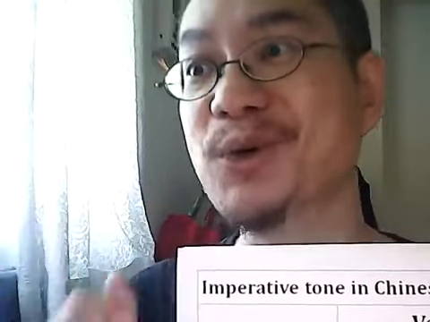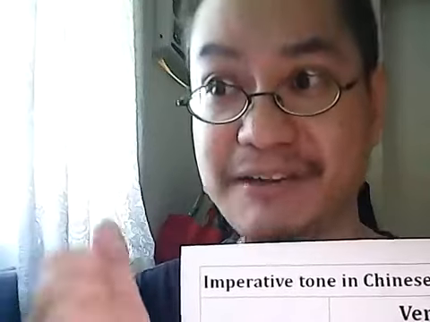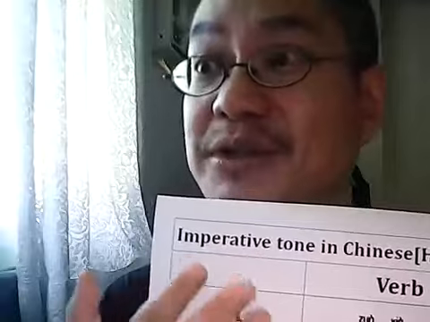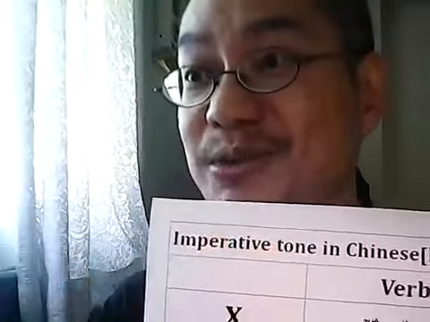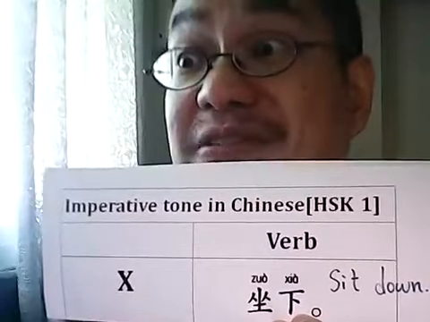Or 吃苹果. Eat an apple, right? 喝咖啡. Then that's the imperative tone in Chinese. They will do what you ask them to do. So that's very simple, but you have to know how to use it, right?